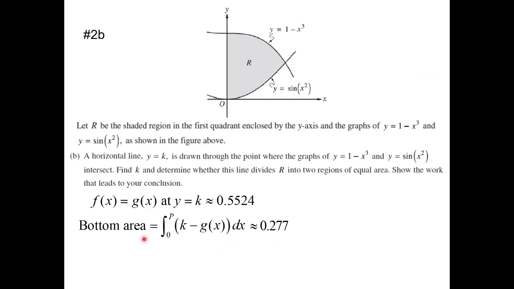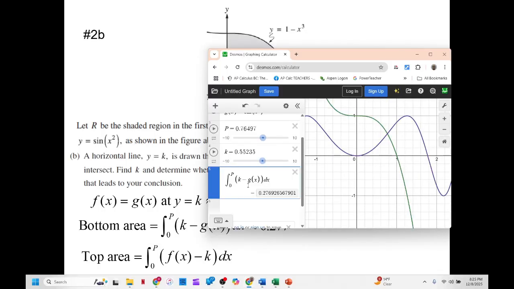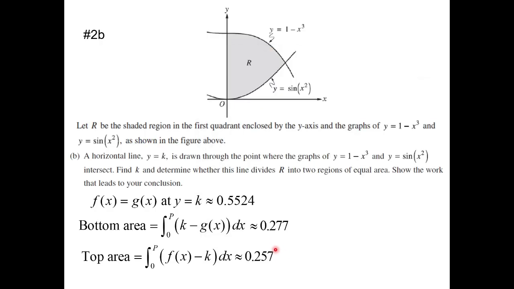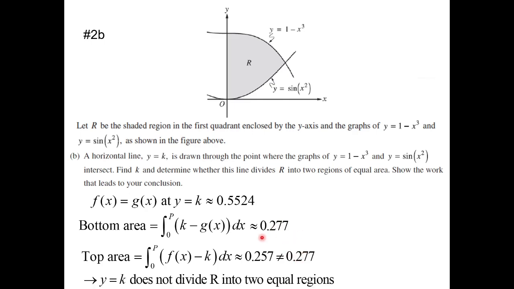And let me do the top area now. That's also going to be from 0 to p. But now we're going to have f of x minus k. Now f of x is the top function. And let me go back to Desmos and enter that in. Let me just recycle this integral here. So we're going to do f of x minus k. And that comes out to about 0.257. Now this does not match the bottom area. Since those are not equal, we conclude that y equals k does not divide R into two equal regions.